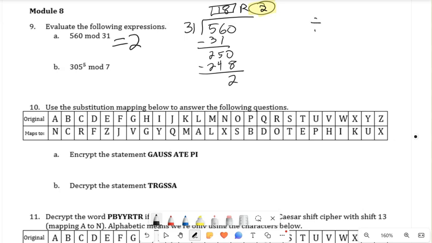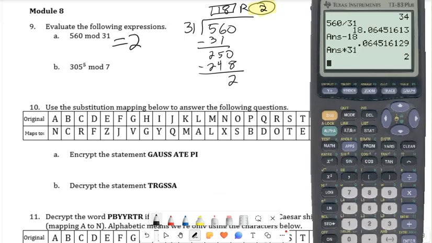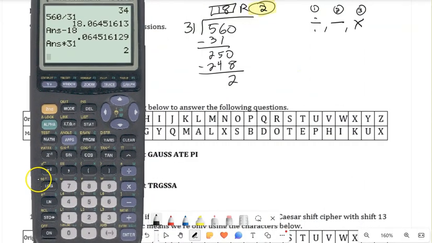The divide, subtract, multiply steps are the way that you can get your calculator to have you not have to do the long division. So again, 560, divide by 31, subtract the whole number, and multiply by 31 gives you the remainder. Divide, subtract, multiply.